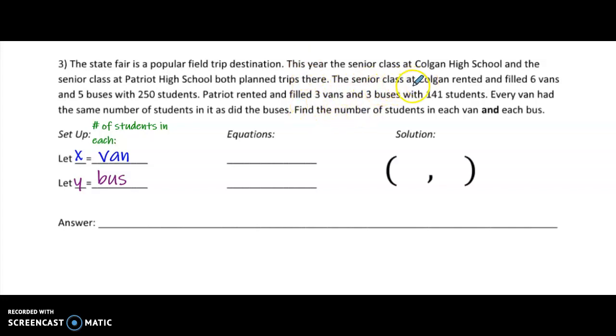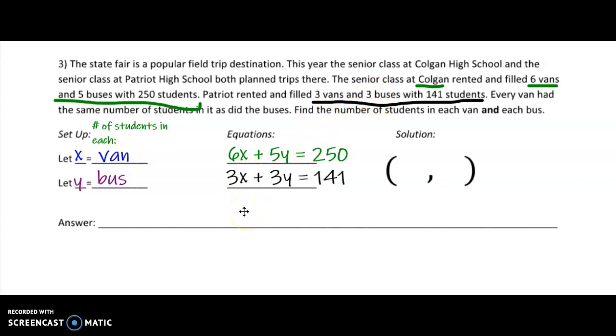Okay, so now I'm going to read my sentences. One equation is going to be Colgan. We rented and filled 6 vans and 5 buses with 250 students. So my equation will be 6 vans, so 6x, plus 5 buses, plus 5y equals 250 students. Patriot rented and filled 3 vans and 3 buses with 141 students. So the equation looks pretty similar. 3 vans, so 3x, plus 3 buses, so 3y, gave us 141 students.